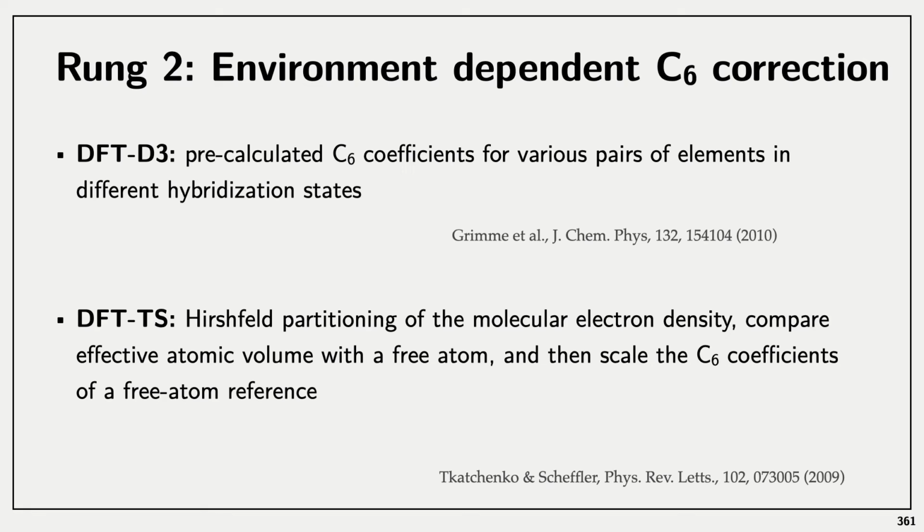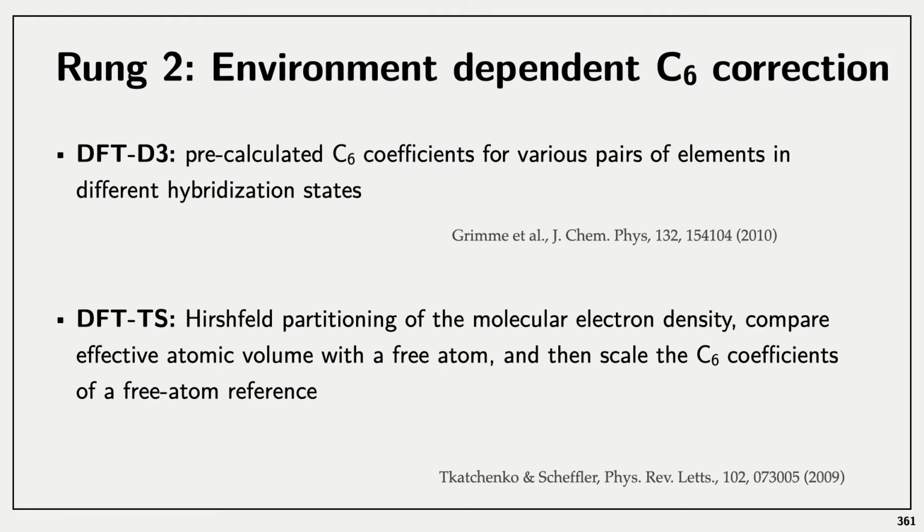In fact, the same group from Grimme in 2010 came up with the next version, so instead of DFT-D2, it was DFT-D3. And now the C6 coefficients are obtained depending on the environment, the environment being the hybridization state of the atom. For example, a carbon atom in sp3 hybridization, like in diamond, would have a different C6 than a carbon atom in sp2 hybridization, like in graphene.